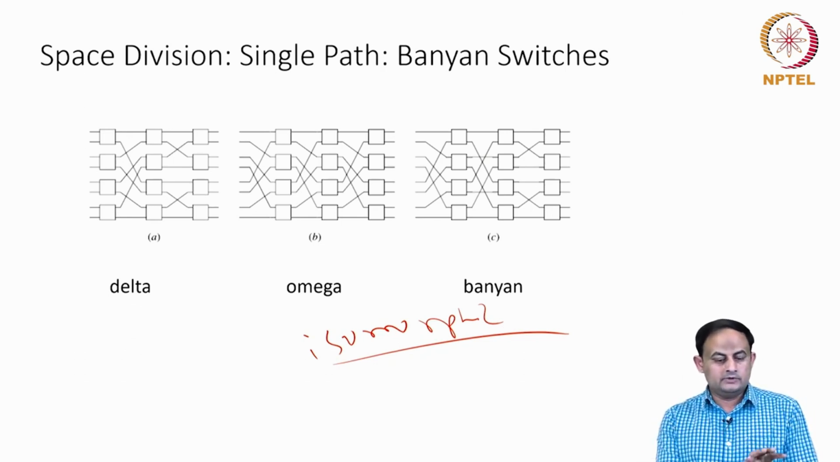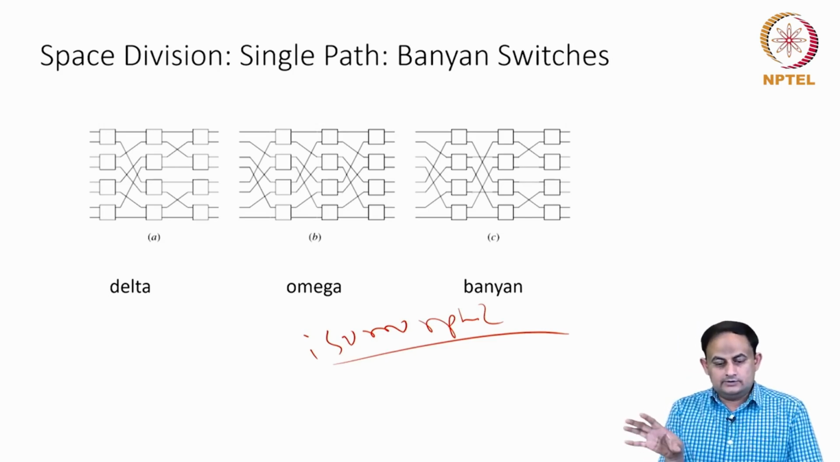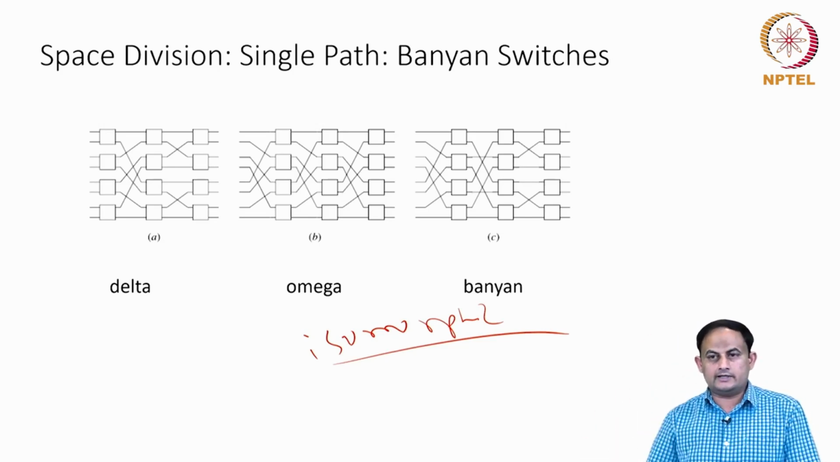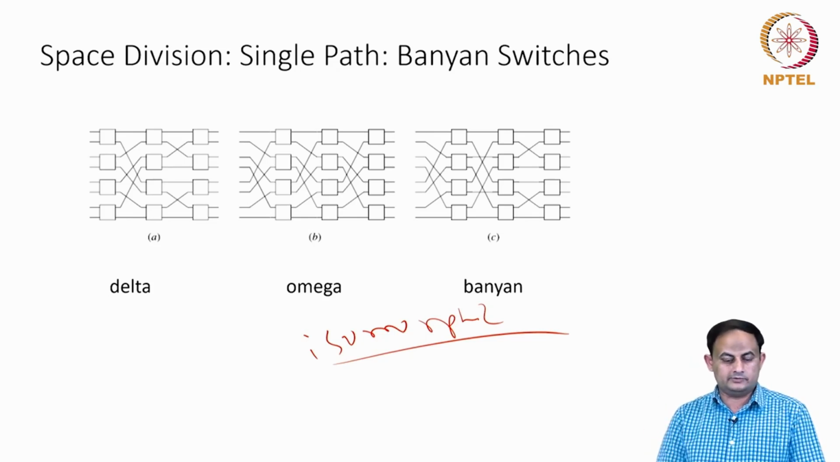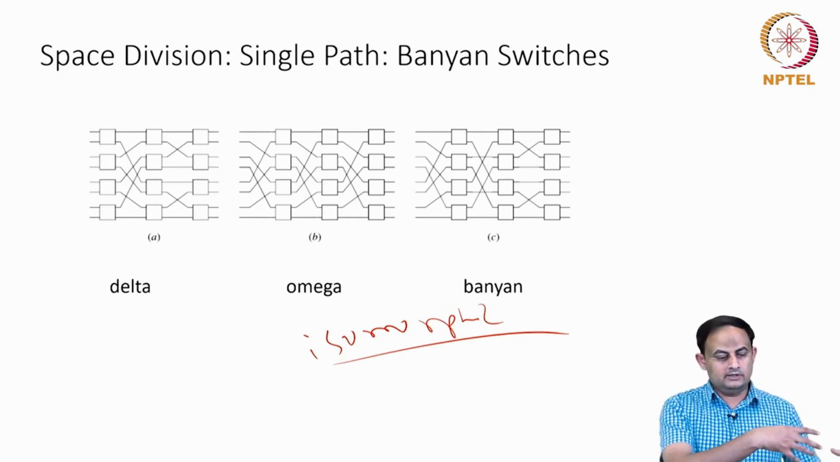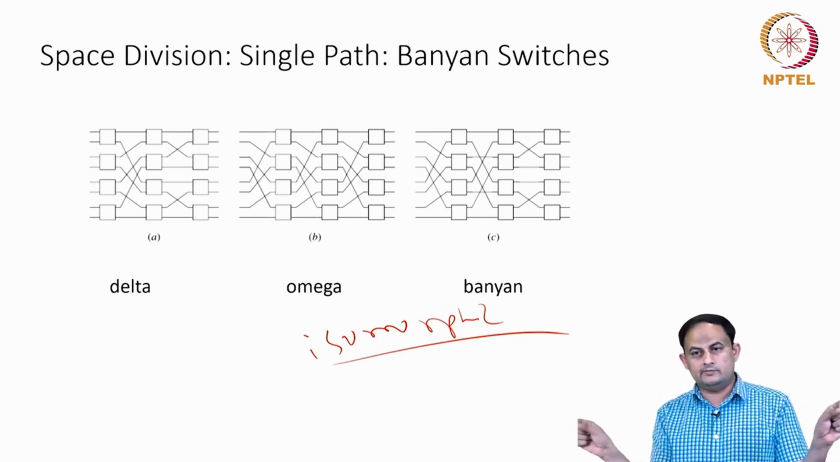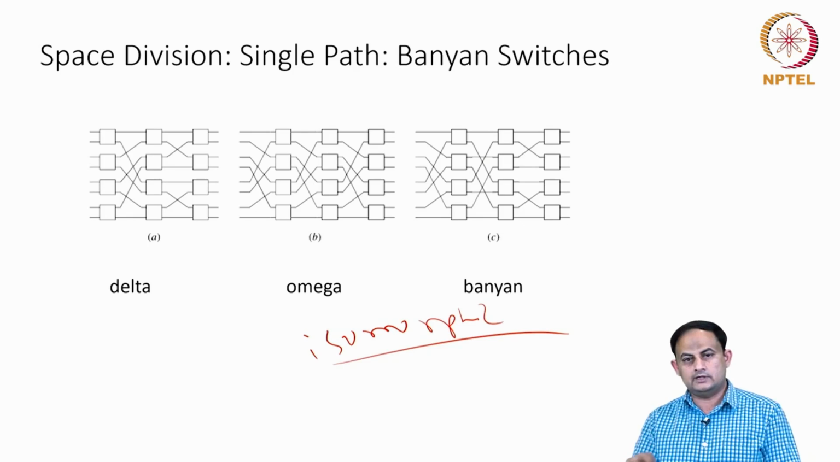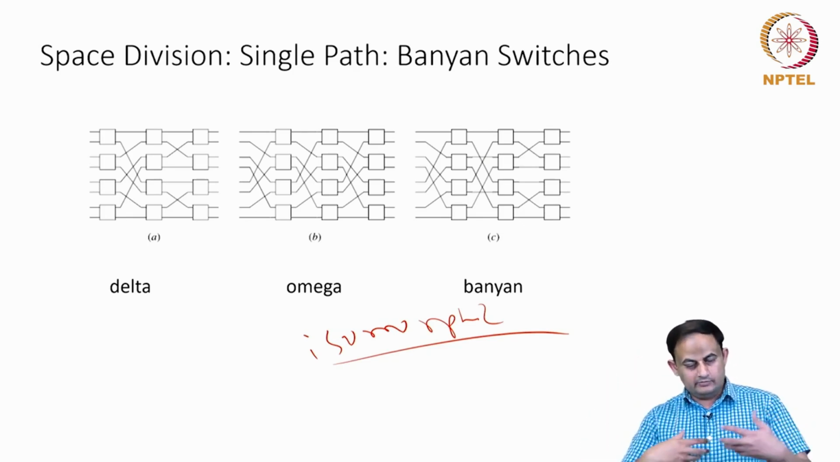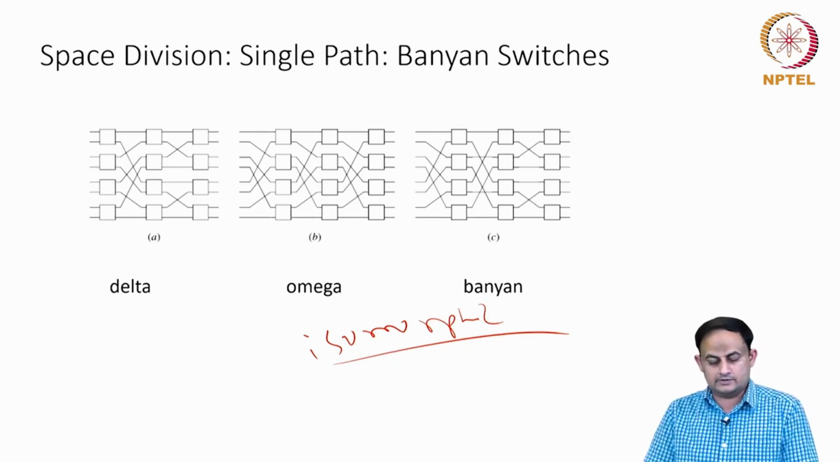Those designs are called delta, omega and banyan. These broadly fall under the category of the banyan switches, but they are structurally isomorphic to each other. If you think of this as a graph with the interconnecting points as the nodes and the links between them as the edges, then these are structurally isomorphic to each other. They are exactly the same. Isomorphism means that structurally they are the same, but the way they look might be different, but they are exactly the same graph structures.